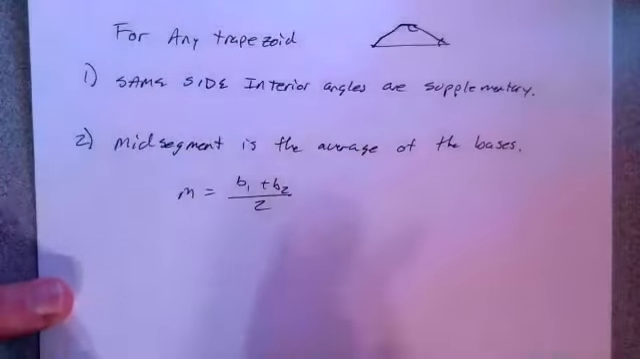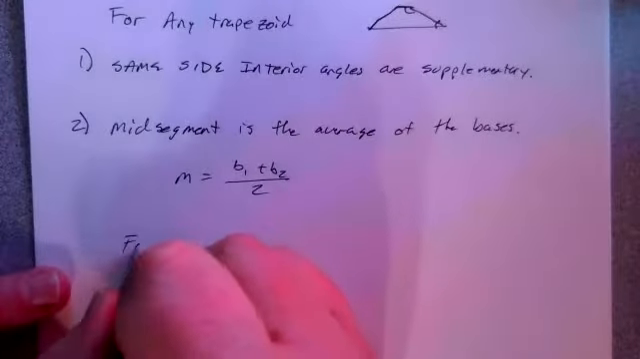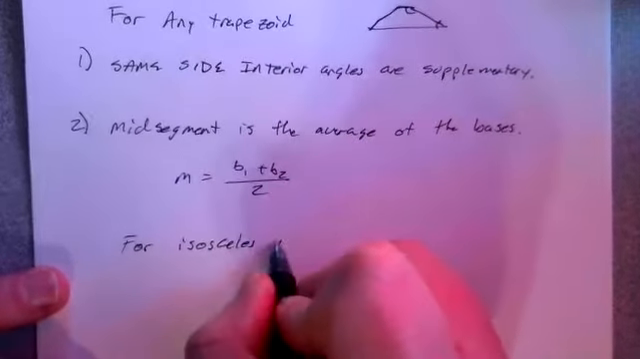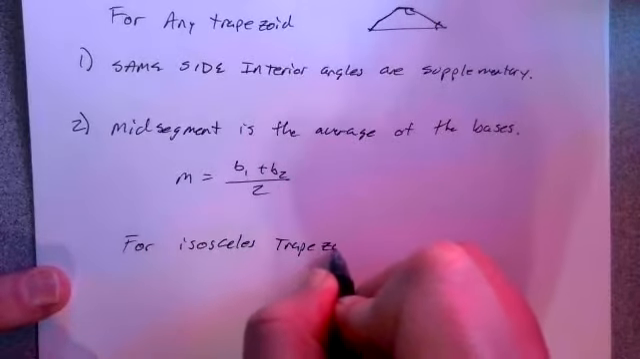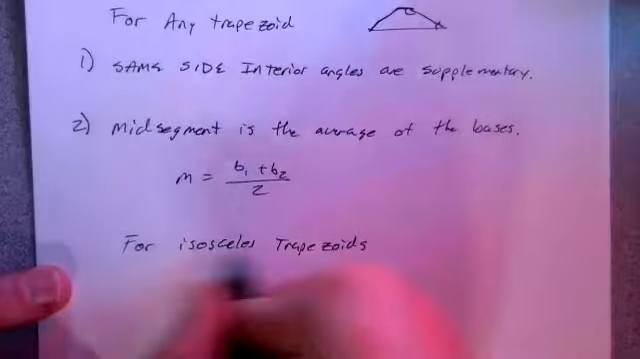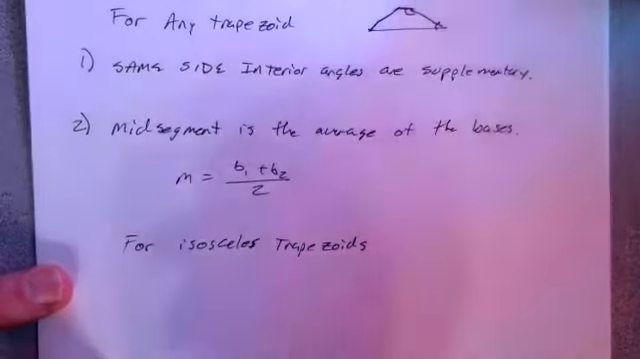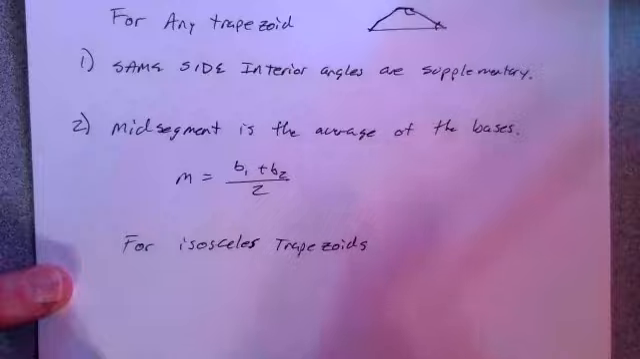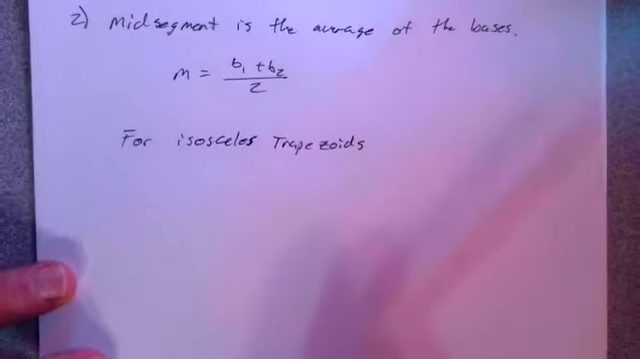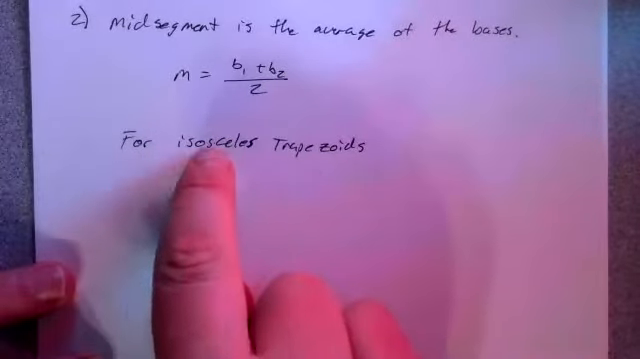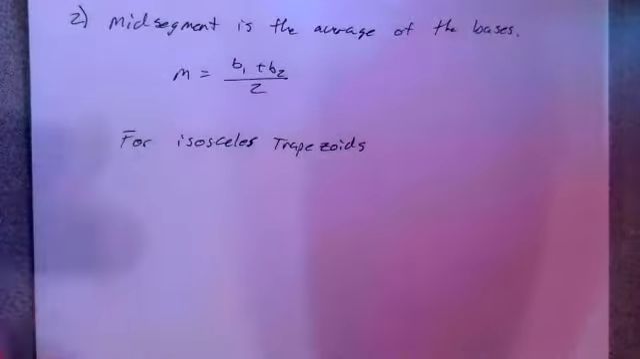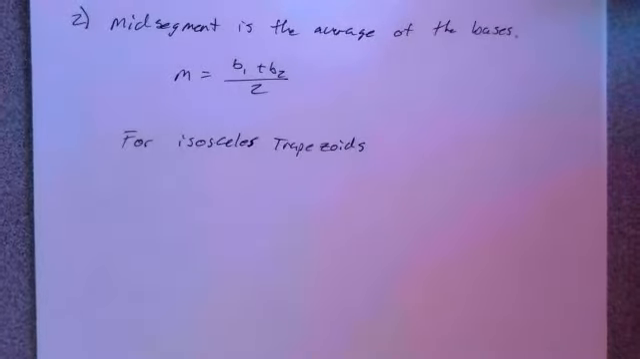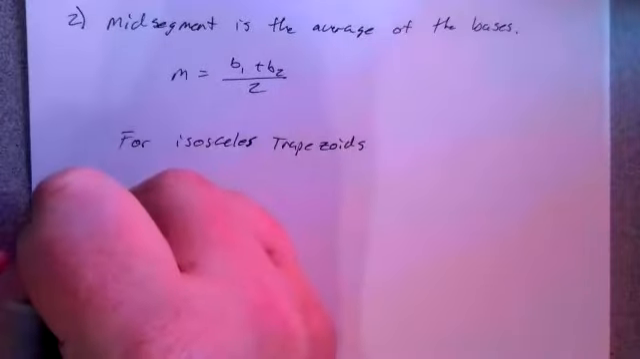Now we got two more properties. So for an isosceles trapezoid, that means the side lengths are the same, right? Not the bases, but the side lengths are the same. So one pair of sides of the same length. Well, you got two more. So the third property that we're going to take a look at is that the base angles are congruent.